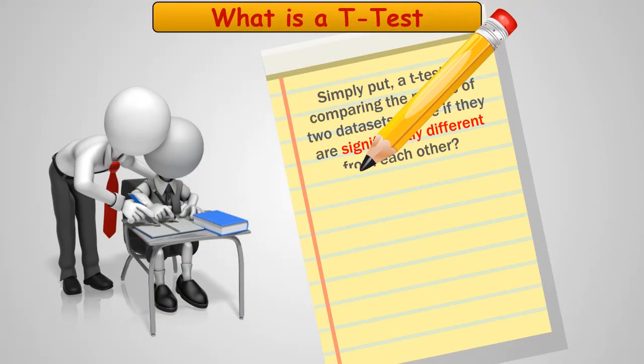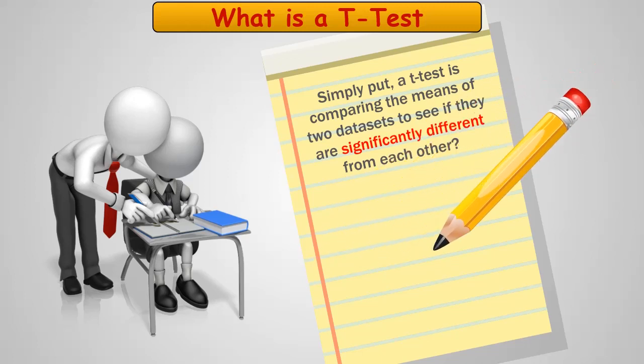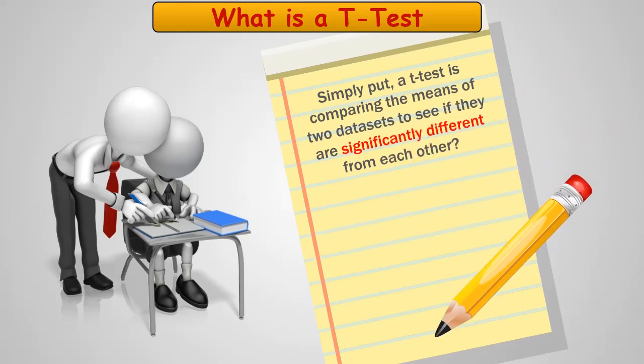In its simplest form, this type of t-test is simply a test that's comparing the means of two different data sets to see if they are significantly different from each other.